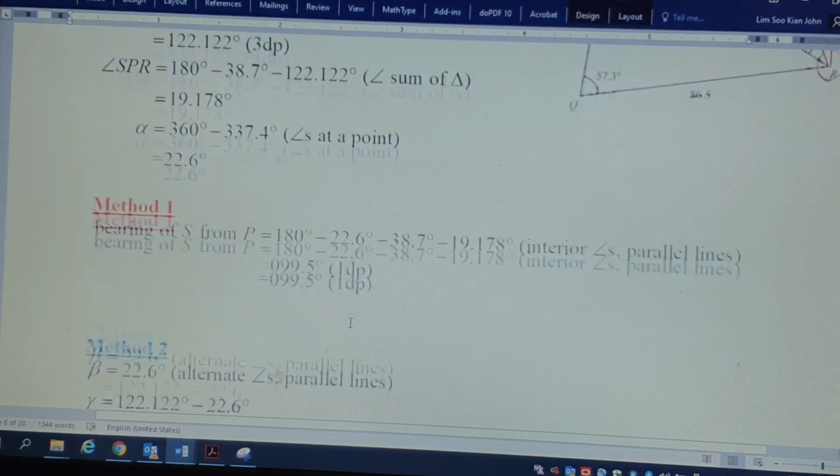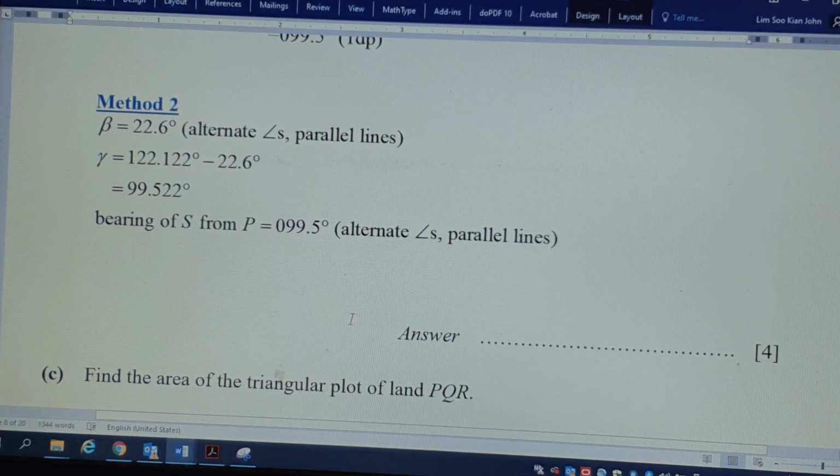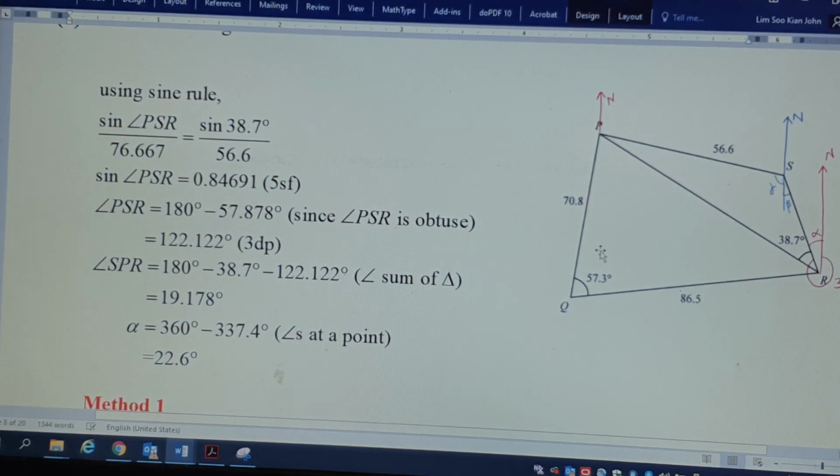Now, the next part, right, they want you to find area of the PQR. PQR is here, right? PQR. Now, that's very simple. The formula is here. Half ab sine C.